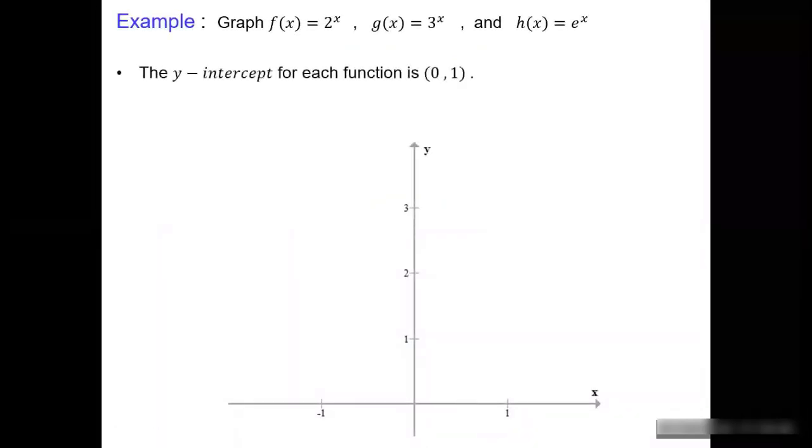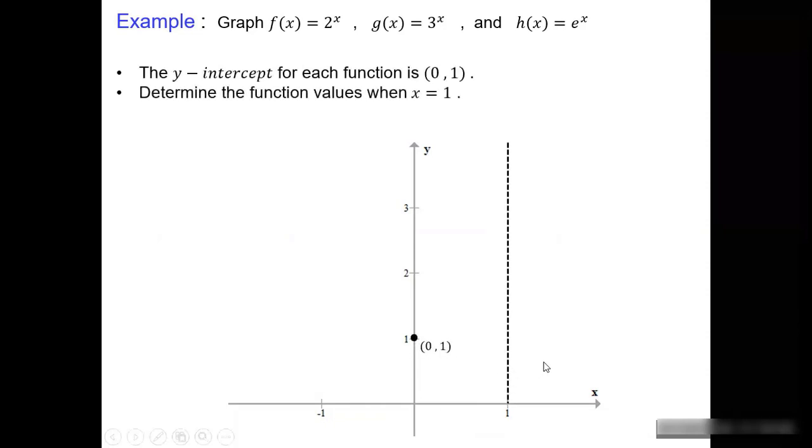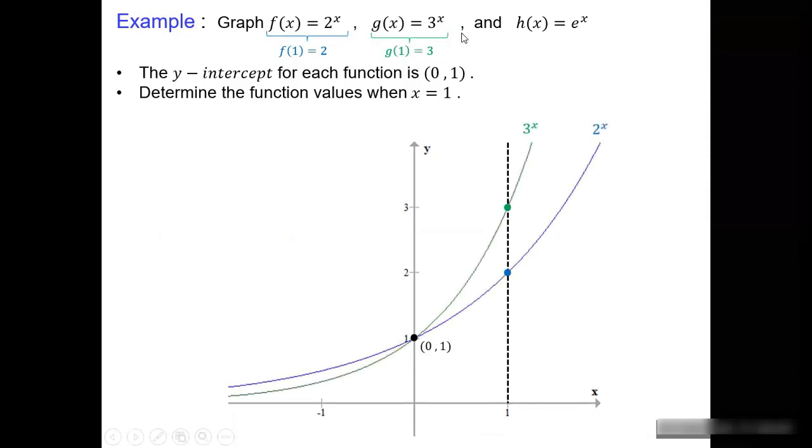Remember that 2 to the power of x is always going to have the point (0, 1). And now we just have to plot the points (1, 2) and (1, 3) to indicate the steepness of 2 to the x and 3 to the x. So when we look at both of those graphs, we can see that 3 to the x is obviously steeper than 2 to the x.